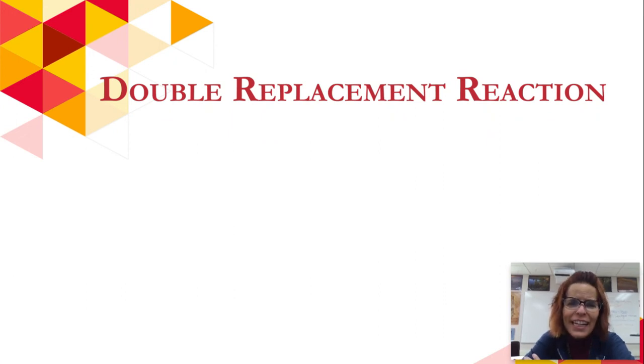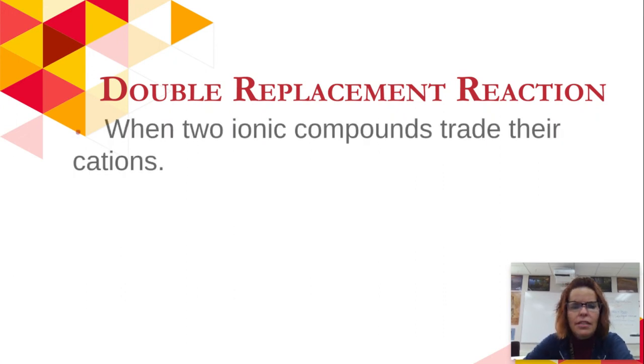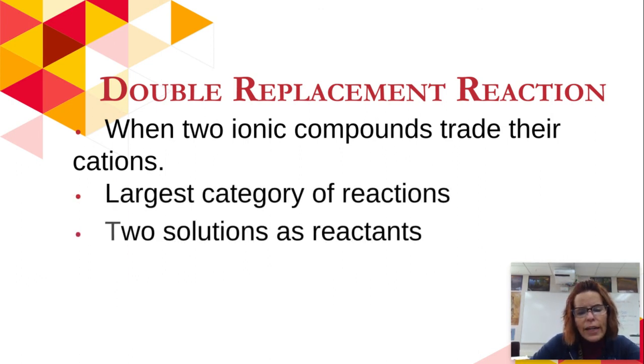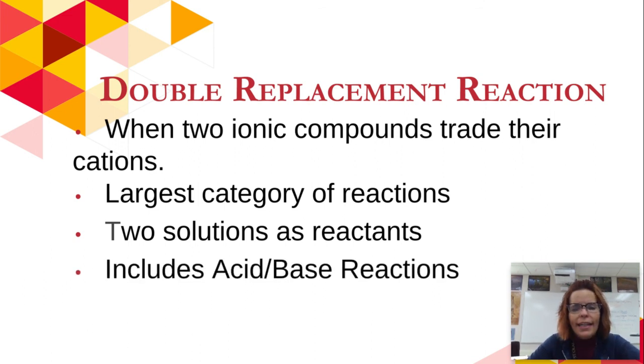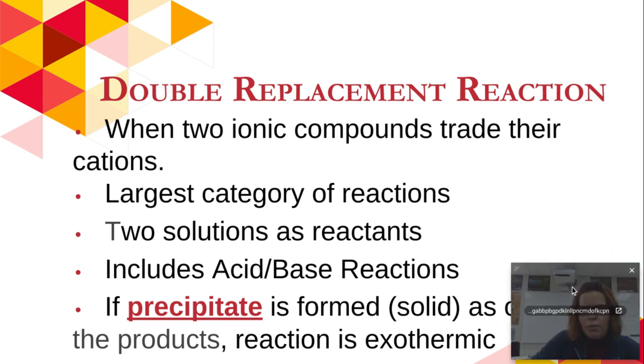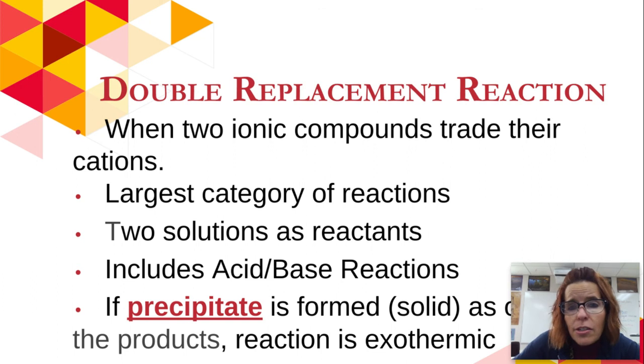All right, and then this is the last type. These are called double replacement reactions. It's when two ionic compounds trade their cations. So they're positive ions. They just swap places. Super easy to identify. It's the largest category of reactions. Two solutions act as the reactants, and it includes acid-base reactions, which we will talk about later, not yet. If a precipitate is formed, so that's a solid that shows up in the liquid as one of the products, the reaction is considered exothermic.